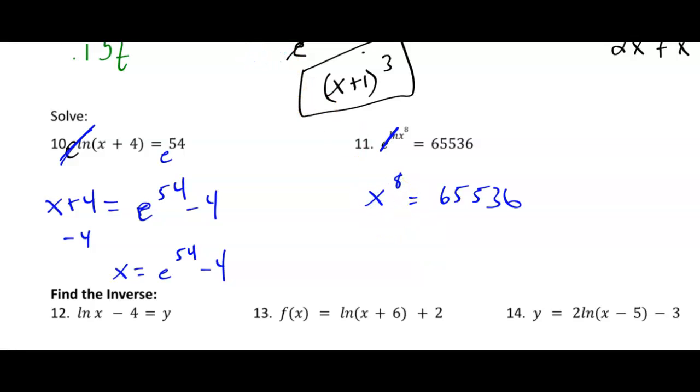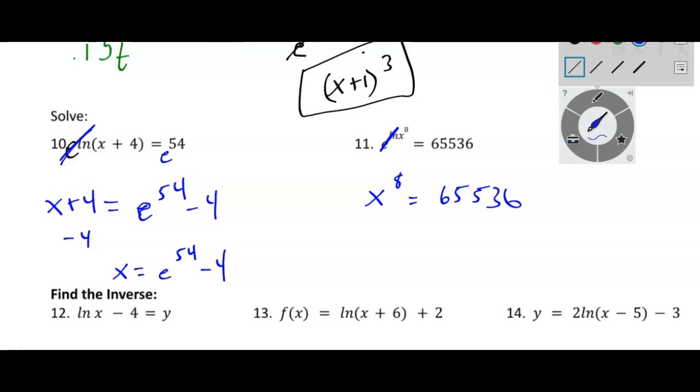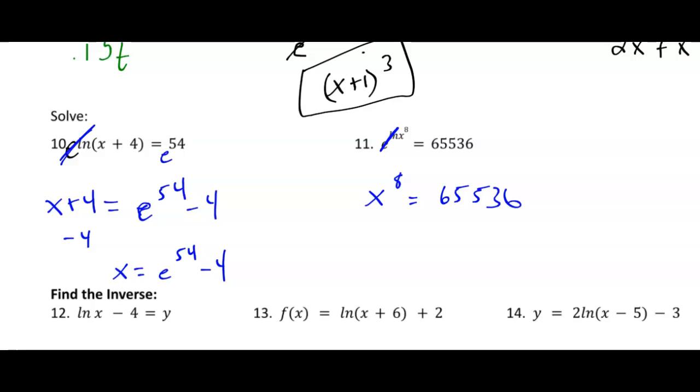Now, I need to simplify for x. So what I'm going to do is raise both sides, because I've got to do something with this 8th. You could take the 8th root, but I'm going to raise both sides to the 1/8 power. Remember, that'll cancel, so it's just x to the 1st. And then you can punch this in your calculator.